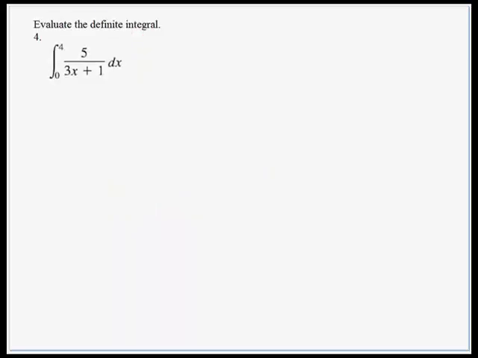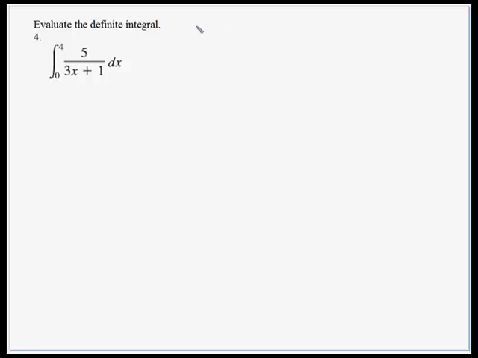So let's see here in example 4. Evaluate the definite integral. We've got 5 over the quantity 3x plus 1. Let's see, definitely not going to be inverse trig stuff there. Doesn't look like it's going to be a U-substitution. It might be another log one. So let's see here. Our denominator is a function, 3x plus 1. What would the derivative of that be? It would be a 3. And, you know, that's just a constant away from what we already have.